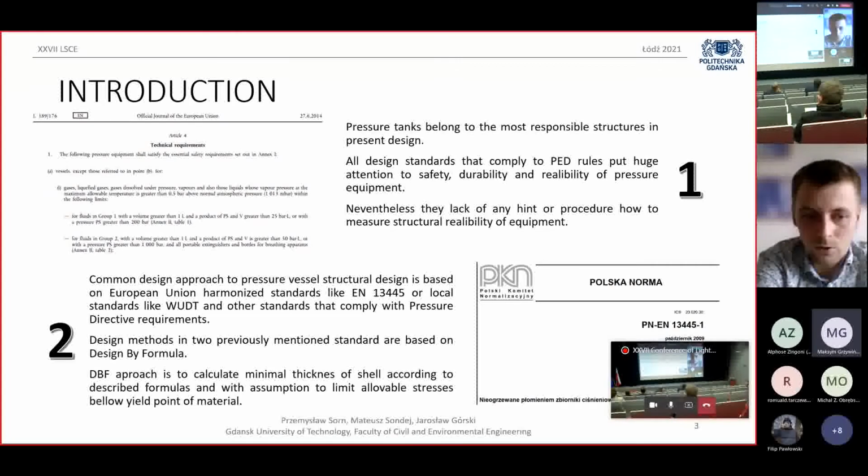The standard procedure for this kind of construction is to use the design by formula method. To put it simply, it's not a method based on finite element methods, but it's based on using a correct formula for calculating the minimal thickness of the construction.